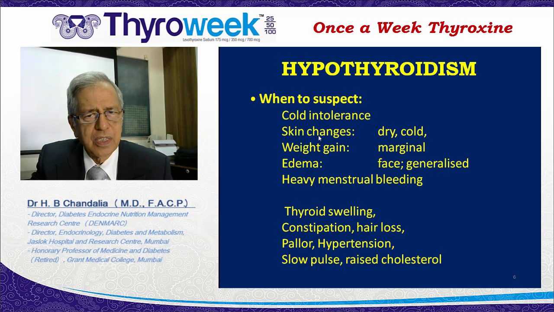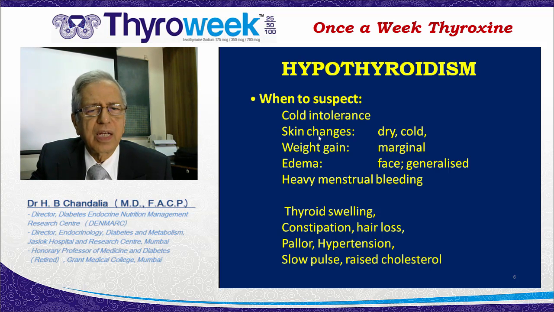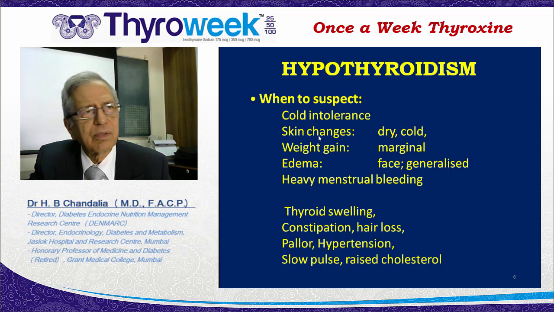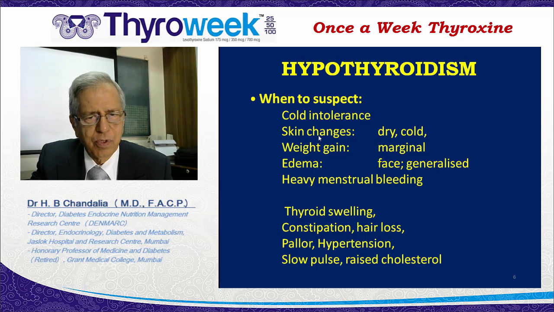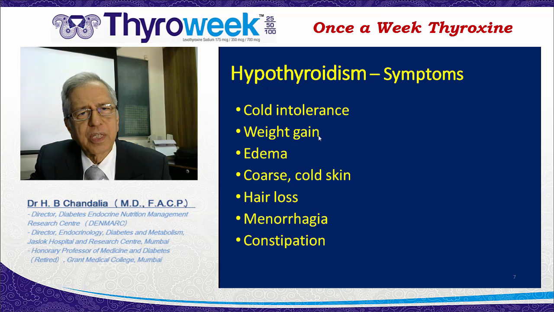Of course, the women can have menorrhagia, excessive menstrual bleeding. Remember that most of these people will have a thyroid swelling, so to postulate a diagnosis of hypothyroidism with a perfectly normal thyroid size is indeed hazardous. And of course, there are many other symptoms with which you are quite familiar. Remember that it is one form of curable hypertension. So hypothyroid people may have hypertension, which is obviously curable with thyroid replacement therapy.